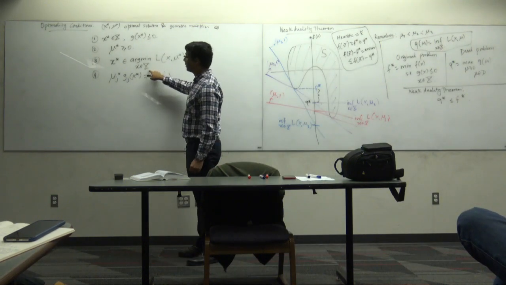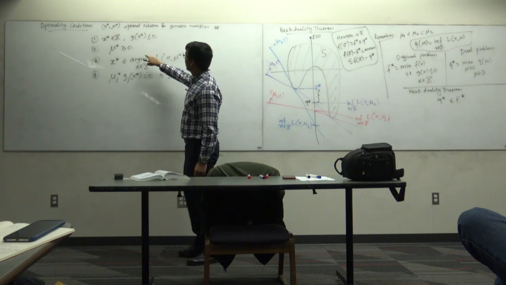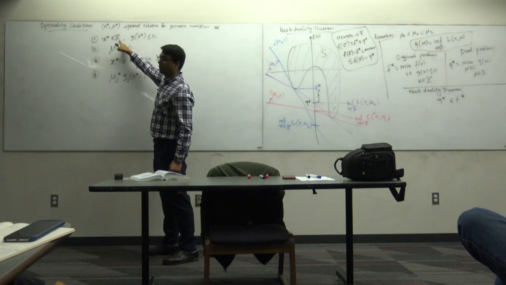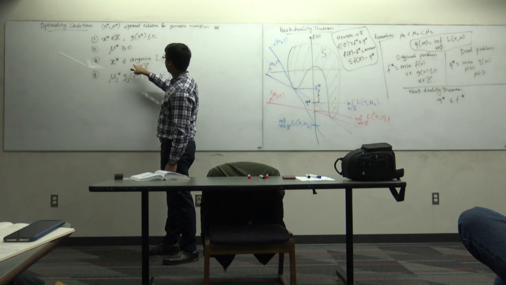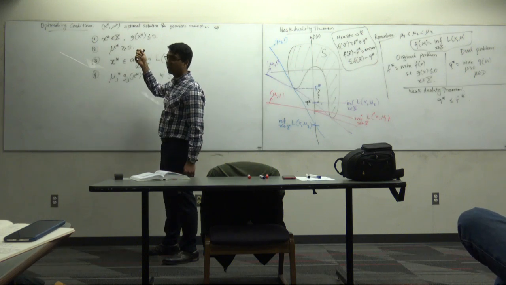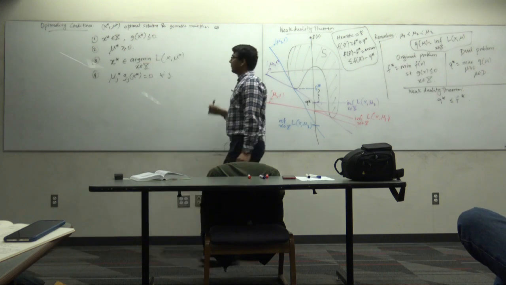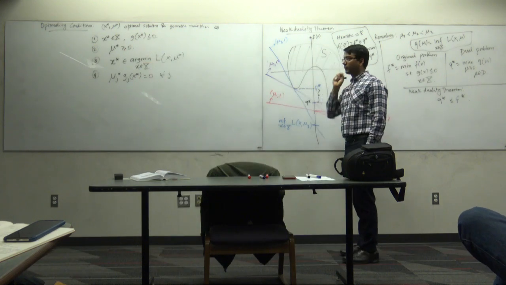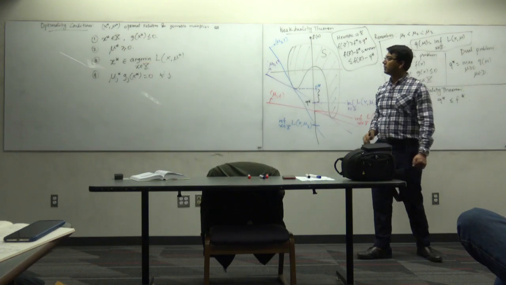So you say X star is an element of argmin? Yes, X star is an element of argmin. So you could have multiple argmin, and you just pick whatever element you want to pick.